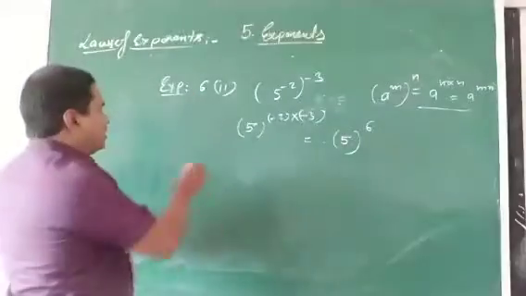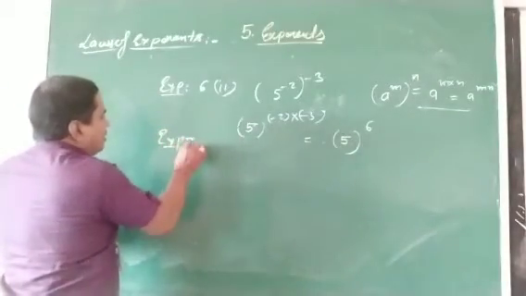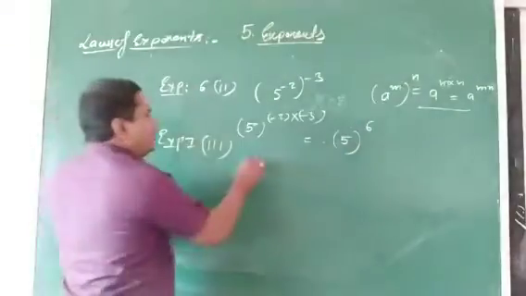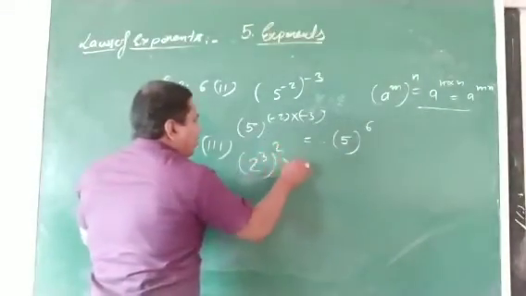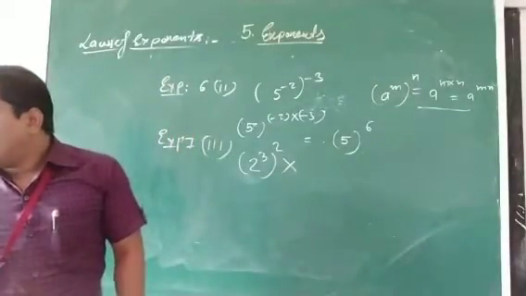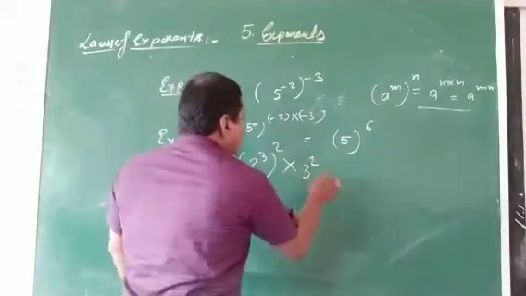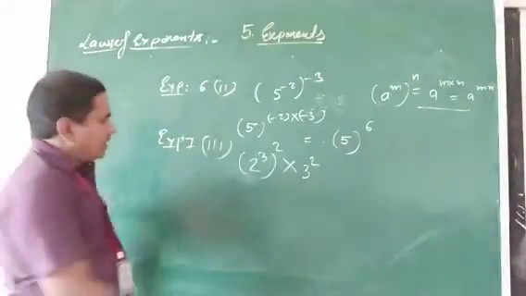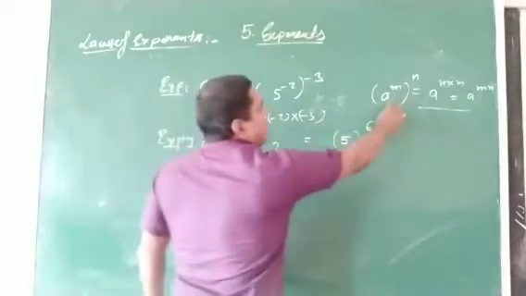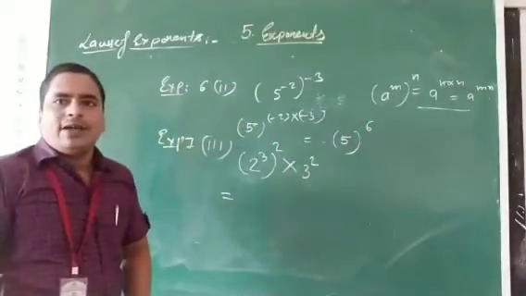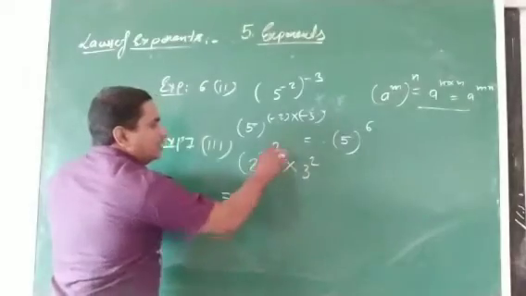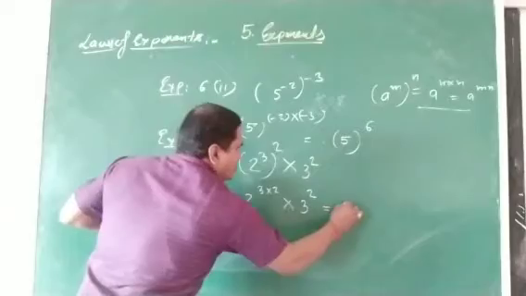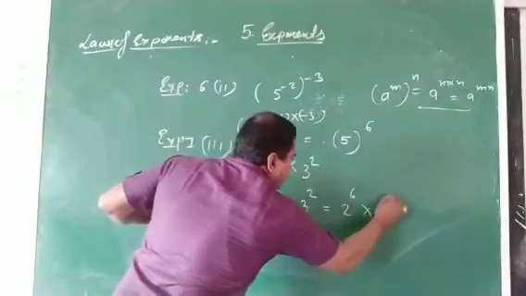Example 7, 3rd part. What is given? 2 to the power 3 to the power 2 into 3 to the power 2. Okay, so how do we solve this example? See, again apply this rule, power of power. So it becomes 2 to the power 6, that is 3 into 2, and 3 to the power 2. So 2 to the power 6 into 3 to the power 2.